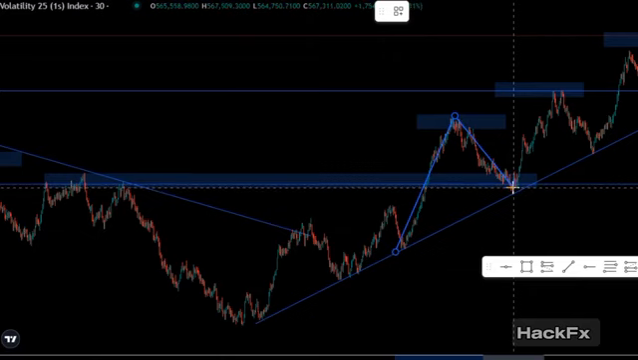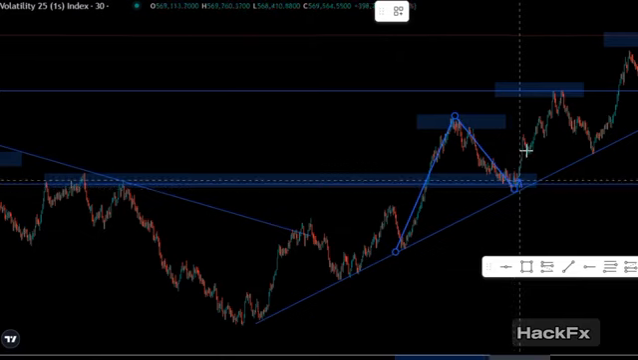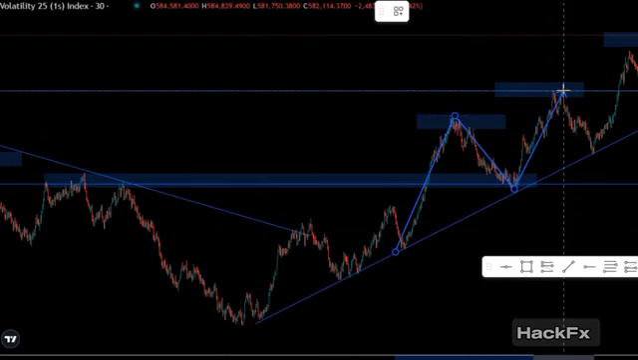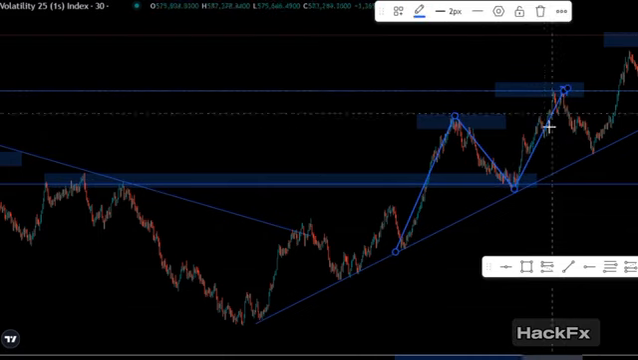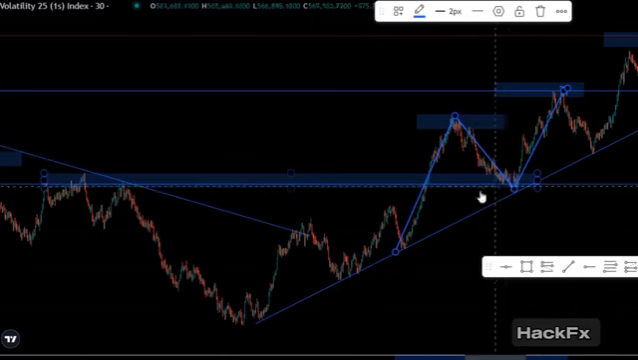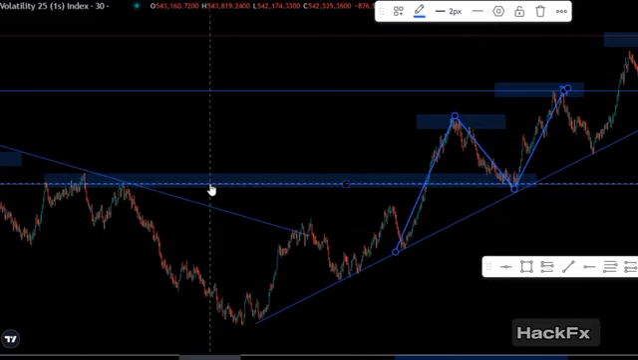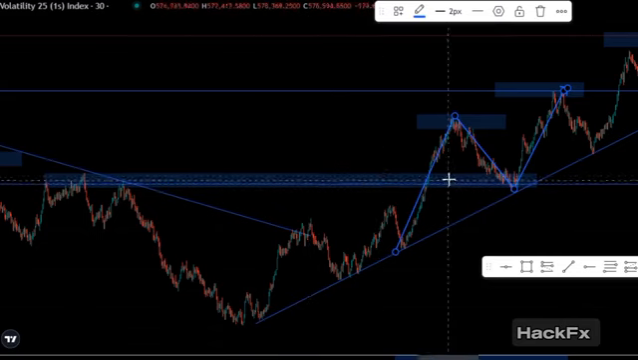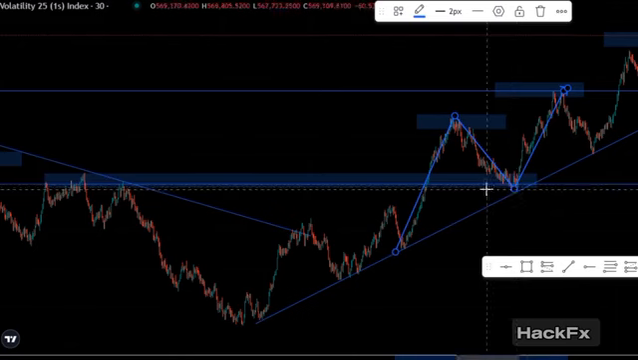You see, and that was where it took off. So this zone here was supposed to be a resistance zone, but it failed. So now, because this resistance zone has failed, it has now turned to what? A swap zone.